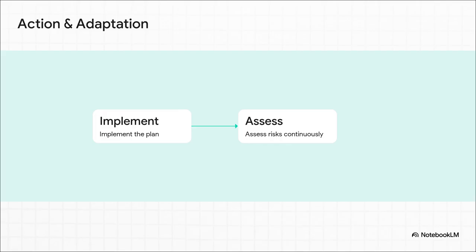And then, crucially, Step 10, you assess risks continuously. You know how volatile the business environment is today. If a brand new competitor enters the market tomorrow, or a massive new regulation drops out of nowhere, the organization's risk profile shifts instantly. And your audit plan has to shift right along with it.